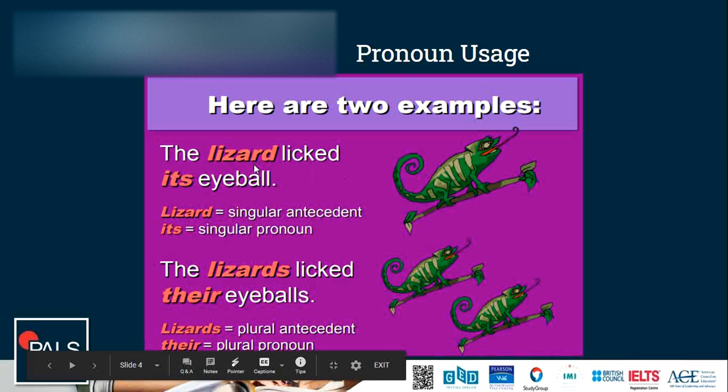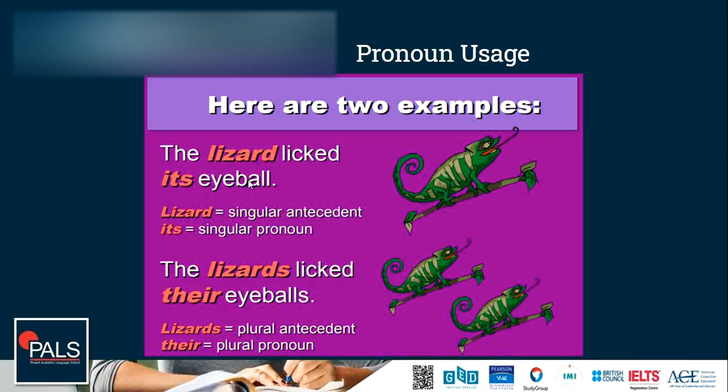The lizard licked its eyeball. Of course, we know that the pronoun it is talking about something that doesn't have a gender or the gender was not specified, and it's usually used in place of an animal or another species of which we do not know the gender. So in this case, the lizard is the antecedent, a singular antecedent, and it is a singular pronoun.